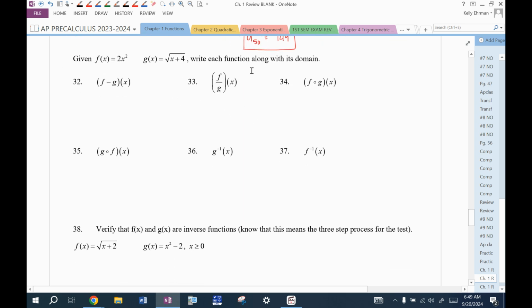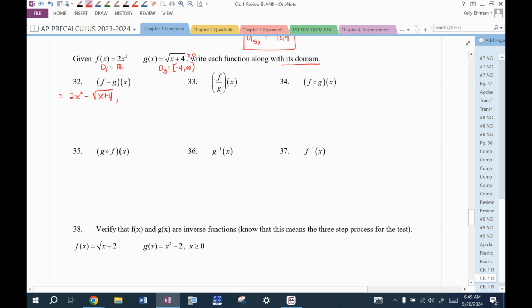Okay, now we have some functions that we're going to combine, and of course, everybody's favorite, we have to write domain. So let's write the domain to begin with. The domain for f is all reals because it's quadratic, and the domain for g, we've done this a lot now, x plus 4 is greater than or equal to 0, x is greater than or equal to negative 4, which would be negative 4 to infinity. Writing the function is the easy part. f minus g is just 2x squared minus the square root of x plus 4. So that's it for the function.